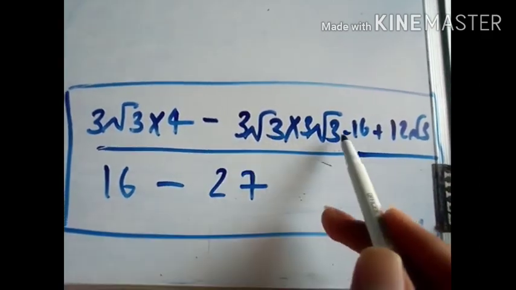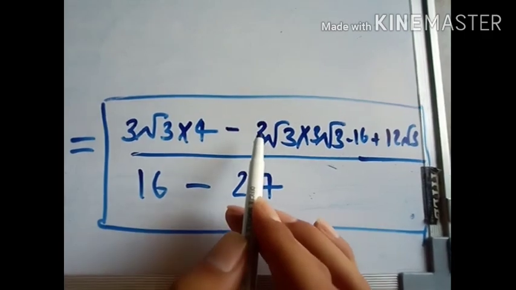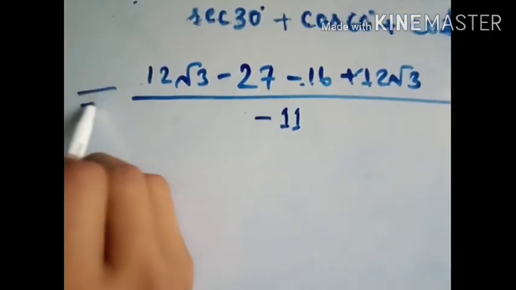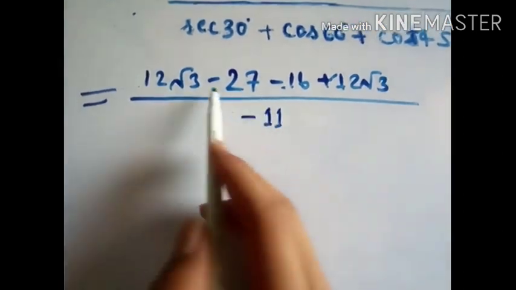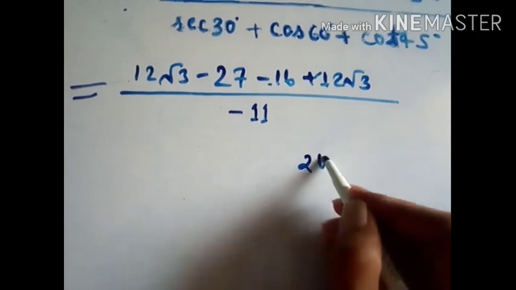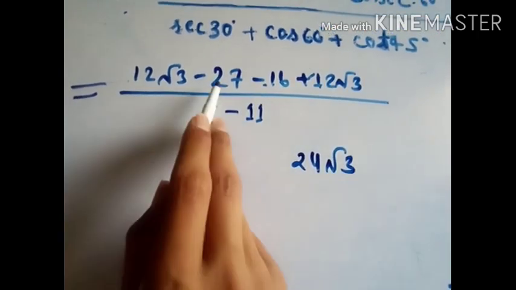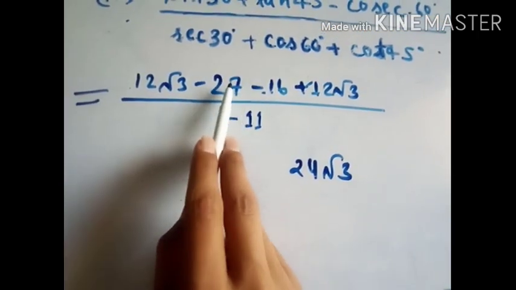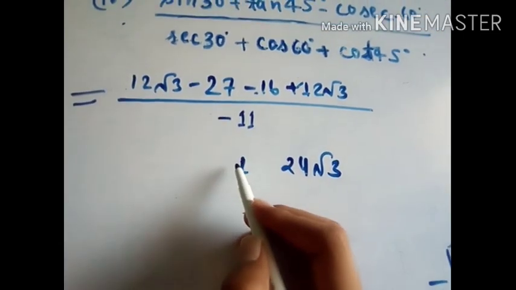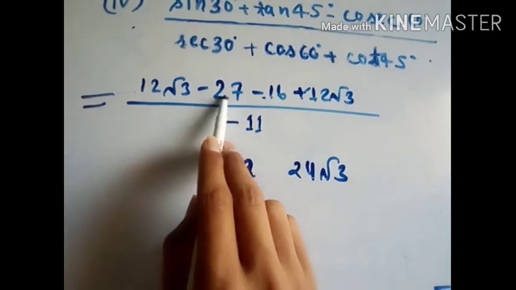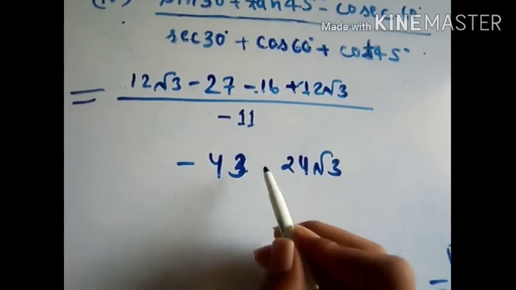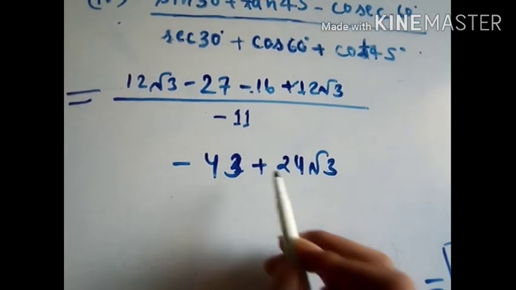Okay, this is also multiplication. On solving this, we get this. Okay, so we got this, and now we can sum it. 12 plus 12, this becomes 24 root 3, and this is the number. So 7 plus 6, 13, and 2 plus 1, 3, 3 plus 1, 4, so minus 43, and then put sign of positive minus.